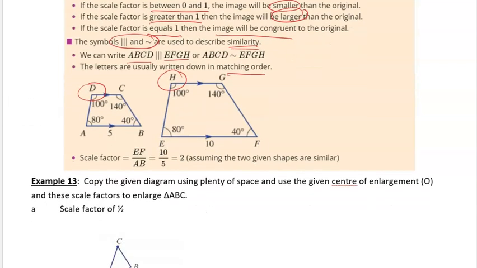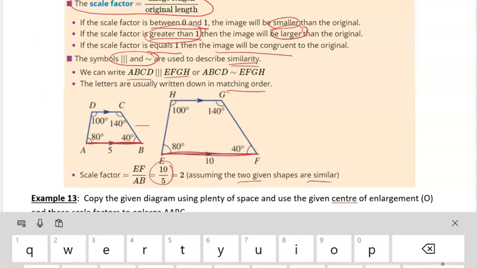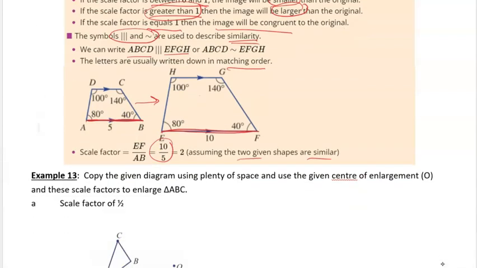So we can then find our scale factor by going from E to F, that's the image, and that's 10, compared to A to B, which gives us 10 to 5, or 2. Assuming, which we will, that the two given shapes are similar. So that's our scale factor, and as you can see, a number greater than 1 means the image will be larger. From original to image, we get a larger shape.